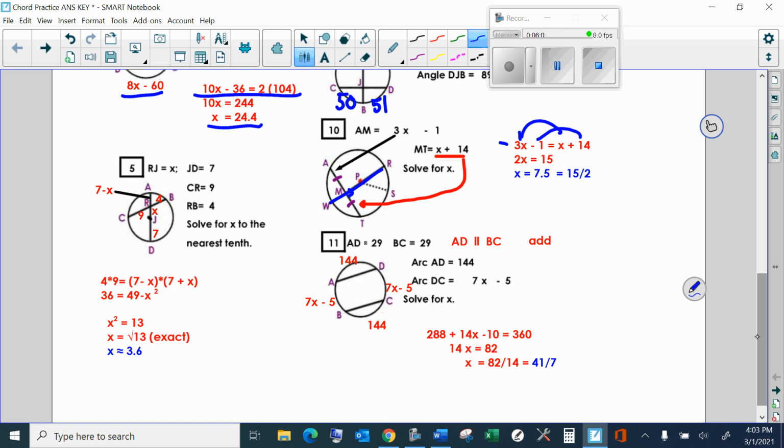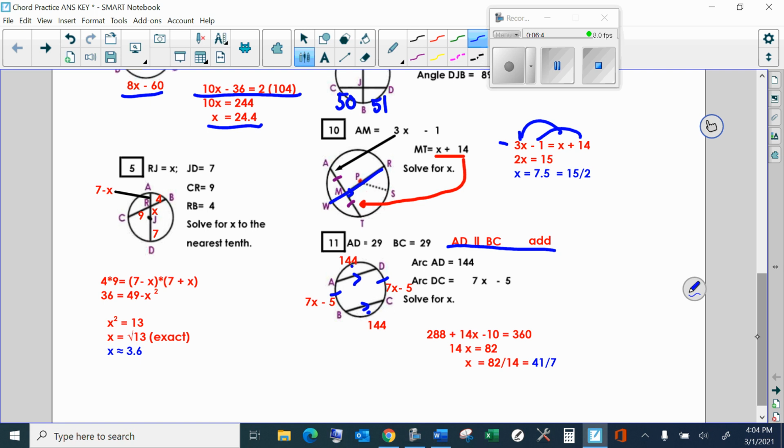Number 11, AD is 29, that's the length of that segment. BC is 29, so we know that the arcs are the same, whatever they happen to be right here. We also know that they're equidistant from the center, if we need to know that, but we don't. And it's telling me, I added in here, AD is parallel to BC, which then means the inside arcs have to be the same. So this is arc AD is 144. So there has to be 144.